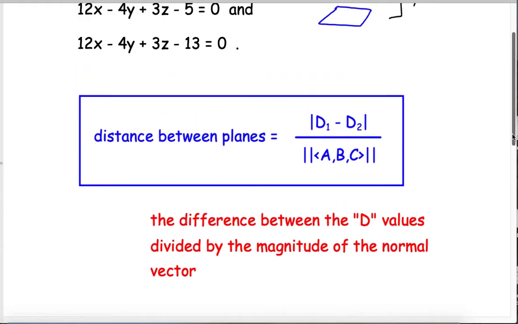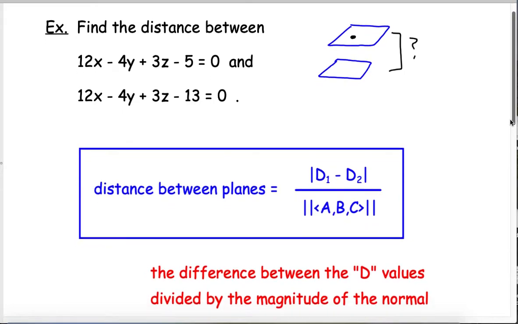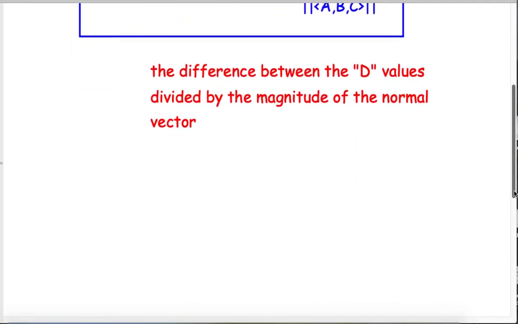All right, so the d values are -5 and -13. Well, what's the difference between those? So -5 minus -13. Take the absolute value because we're talking about the difference, which is like a distance between two values on a number line. So that's going to give us 8.